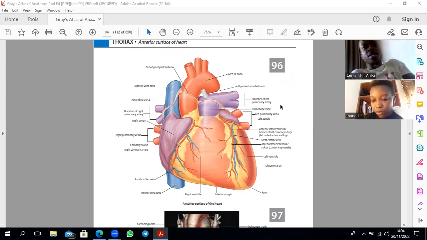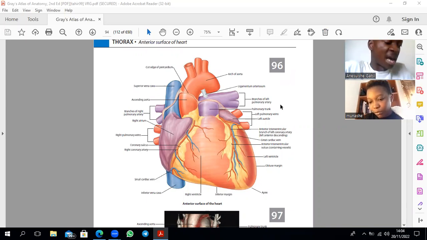The right side of the heart is receiving venous blood, and it receives the venous blood via two major veins. Those veins, we call them caval veins. Right? So there is a superior vena cava, then there is an inferior vena cava.